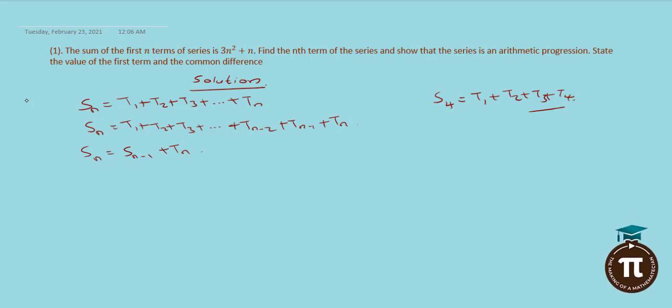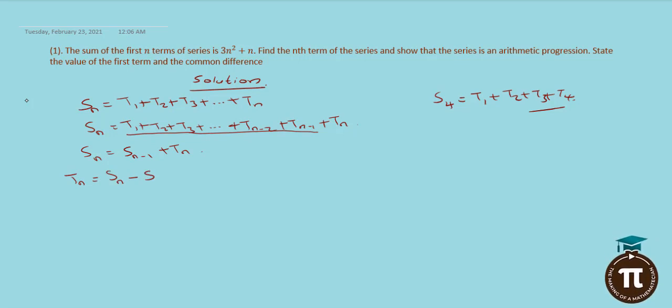Do you understand? All these ones from T1, T2, T3 to Tn minus 1 is the sum of the first n minus 1 terms. So that is why I have written Sn minus 1. So if I make Tn the subject of the formula, Tn will obviously become Sn minus Sn minus 1. So this is the formula I'm going to use for the question.